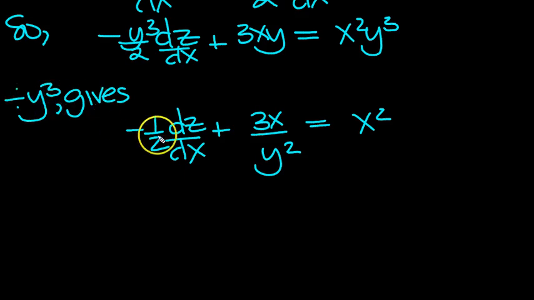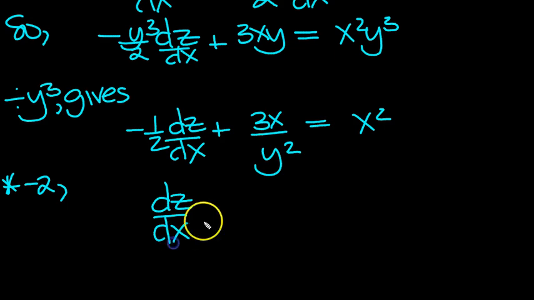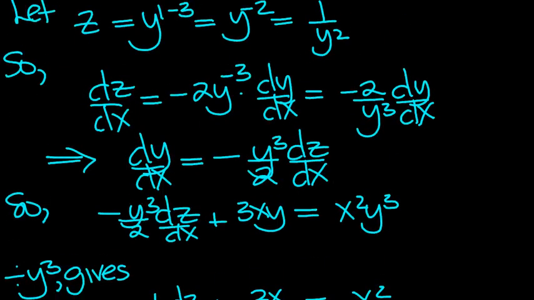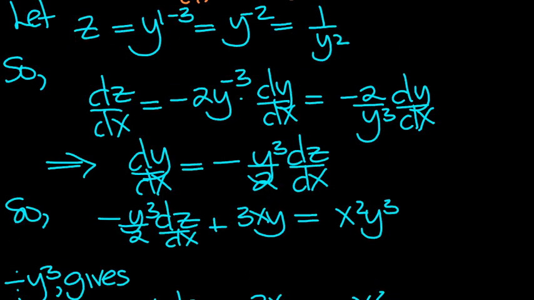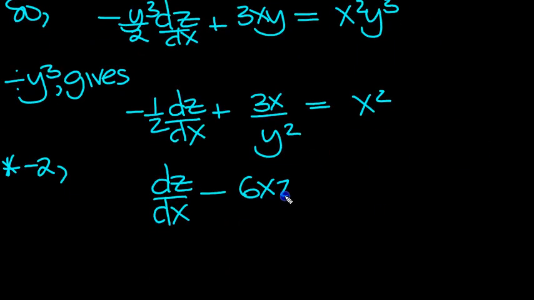Now, this minus half we want to get rid of, so let's times by minus 2 all the way through. So minus 2 times this will give 1 lot of dz/dx, which is what we want. Next, minus 2 times 3 is minus 6x. Now the 1 over y squared, remember what that was? That was equal to our z value, so let's put that in there. Is equal to x squared.